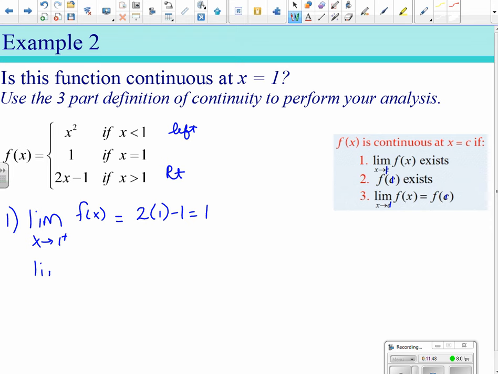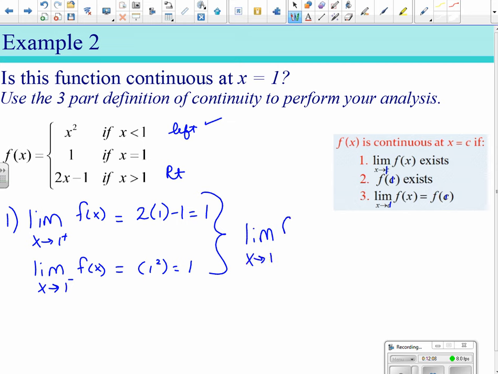How about the limit from the left side? The limit as x approaches 1 from the left of this function. Now I'm going to be looking at this particular one where I square it. I'm going to have 1 squared, which also equals 1. Ooh, nice. Left equals right. Therefore, we can conclude the limit as x approaches 1 of this function is indeed 1. So we've got this one covered. We know what its value is. The limit is 1.